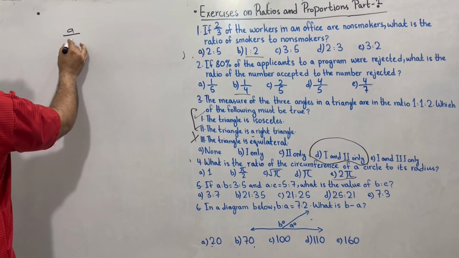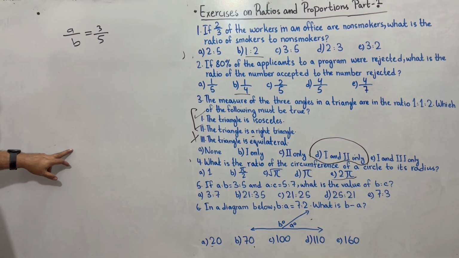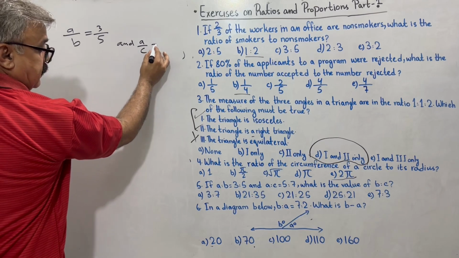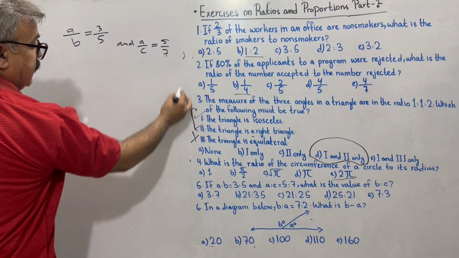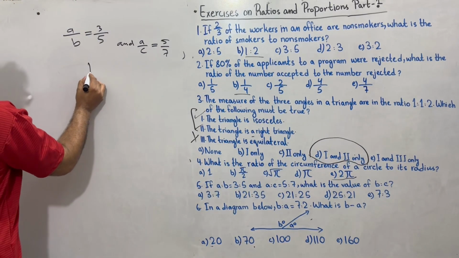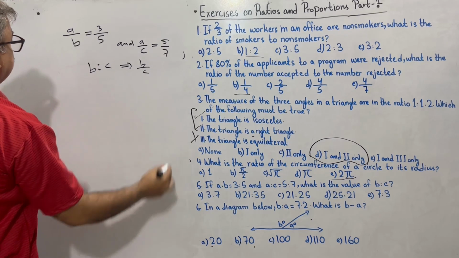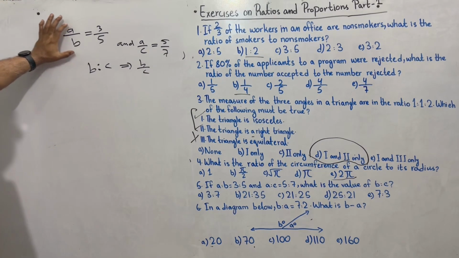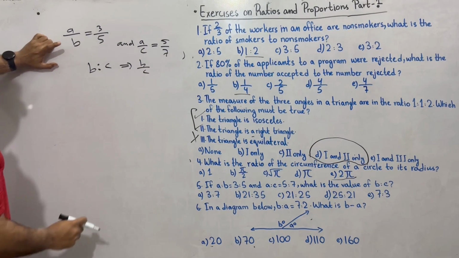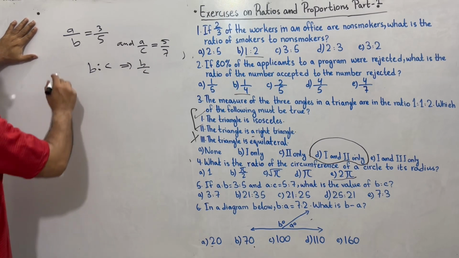Simple, by definition. A ratio B is 3:5. And furthermore, A ratio C is 5 over 7. We are asked to find the ratio of B to C. Finding B ratio C means we are interested in B over C. This is A over B, this is A over C. I need B in the numerator.